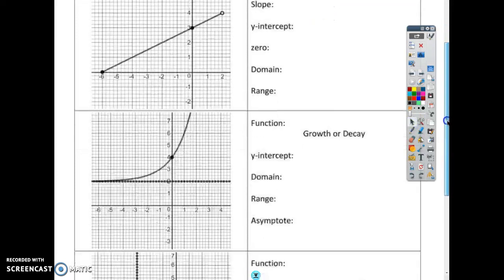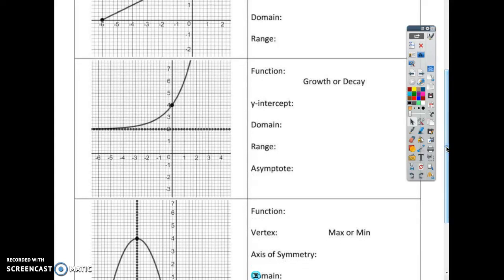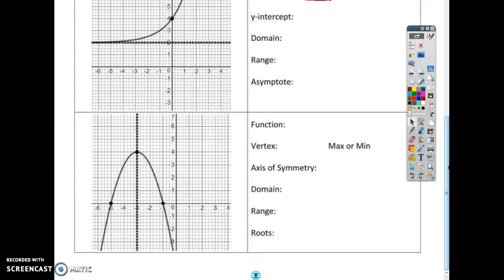What type of function is this second one? Exponential. It's an exponential function. And is it a growth or a decay? It's a growth, okay, because it's going up from left to right. What type of function is the bottom one? This is a quadratic function. Okay? So let's start with the quadratic one, since that's the one that we've been working on all week.